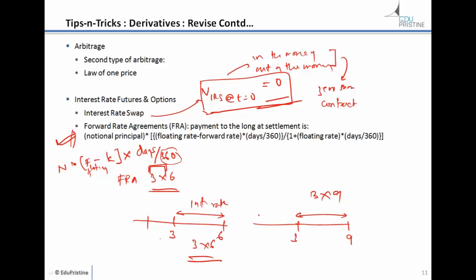The next thing which one must remember, that this payment is settled upfront. So that means that it is not settled at the end of the tenor, it is settled at the beginning of the tenor. So this must be discounted during the tenor. So I will be discounting this using the floating rate and not using the forward rate. So please make a note of this. It is not the forward rate, it is the actual floating rate which I am using to discount this cash flow.